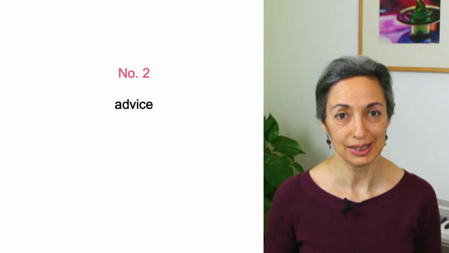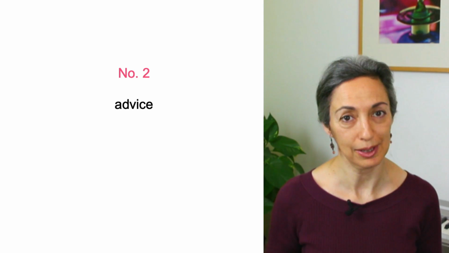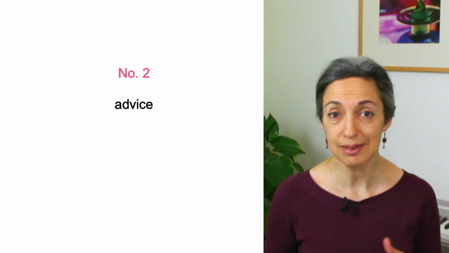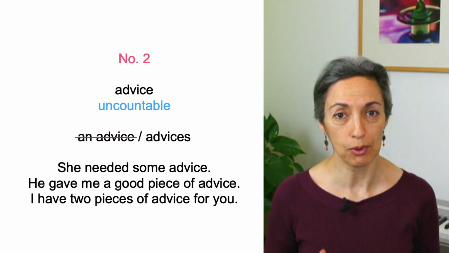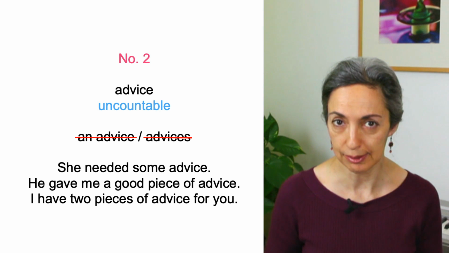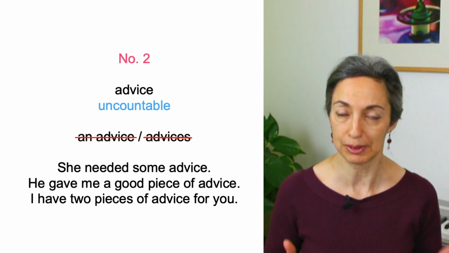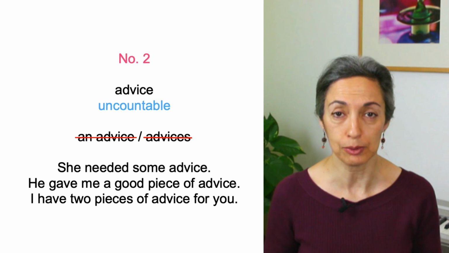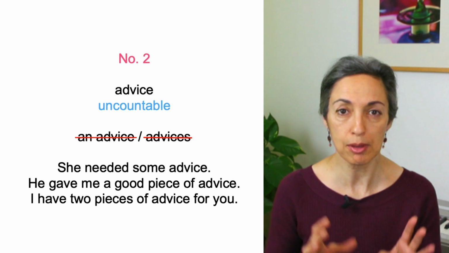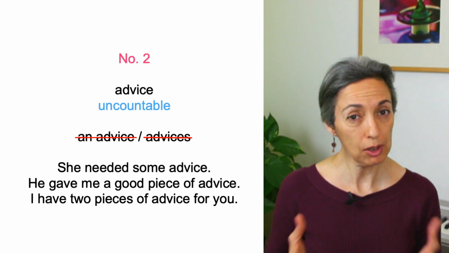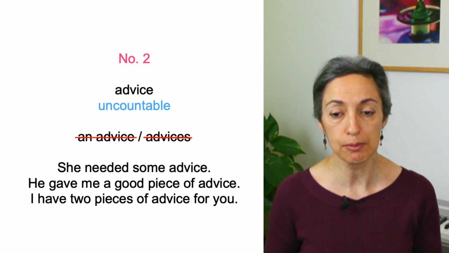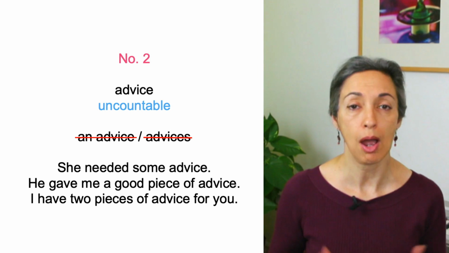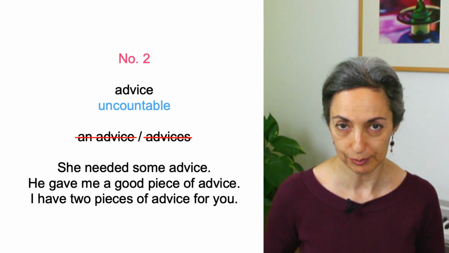The next word is advice. Is it countable or uncountable? Advice is uncountable. Therefore, you cannot say an advice or advices. You have to use it as a collective noun. For example, she needed some advice. Now, if you want to count advice, you need to pair it with a word that is countable. A very common word in this situation is piece. For example, you can say, he gave me a good piece of advice. Or, I have 2 pieces of advice for you.